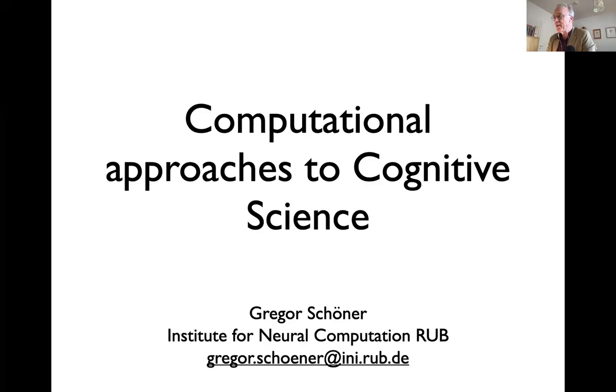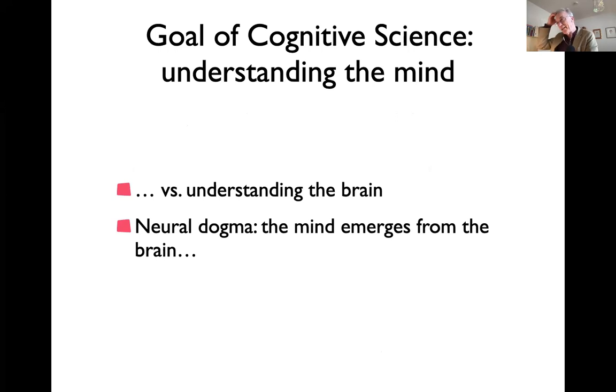This is about the survey over computational approaches to cognitive science. The purpose of cognitive science is understanding the mind, as contrast to understanding the brain. And it's very easy to discuss what the mind means and what understanding means if we adopt the neurodogma. That is, if we think about how the mind emerges from the brain.